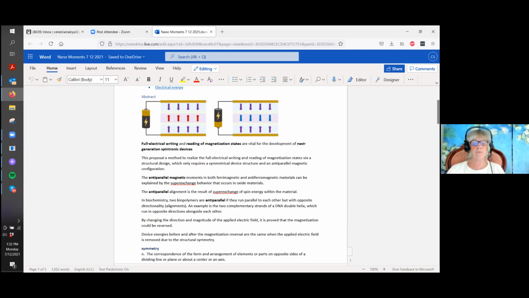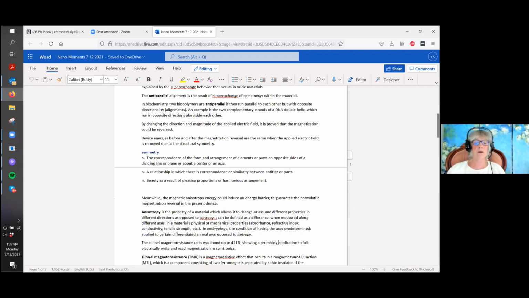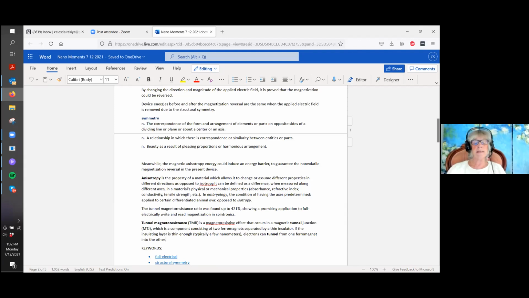The device energies before and after the magnetization reversal are the same when the applied electrical field is removed due to the structural symmetry. And what is symmetry for those of you that are unfamiliar with that word? It is a noun, the correspondence of a form and arrangement of elements or parts on opposite sides of a dividing line or plane, or about a center or an axis. So if you cut something in half, or the spin of the earth is on an axis, you're probably familiar with that. The atoms in our body do the same thing.